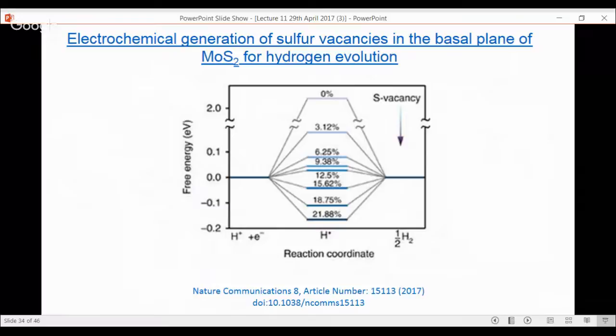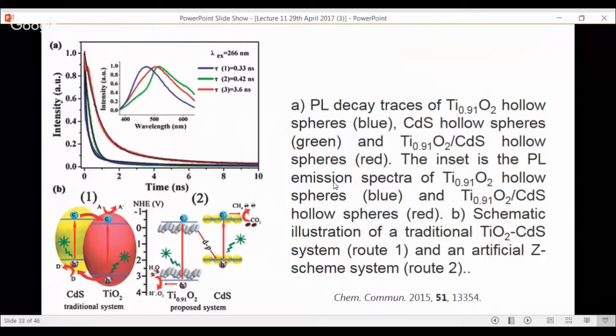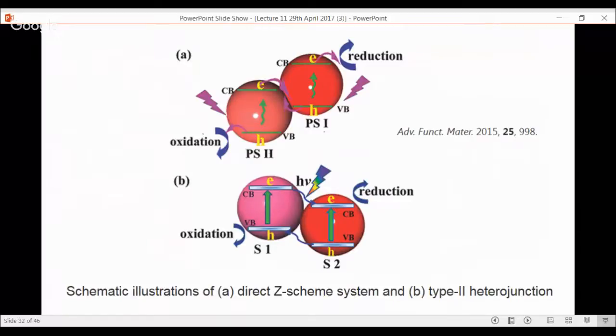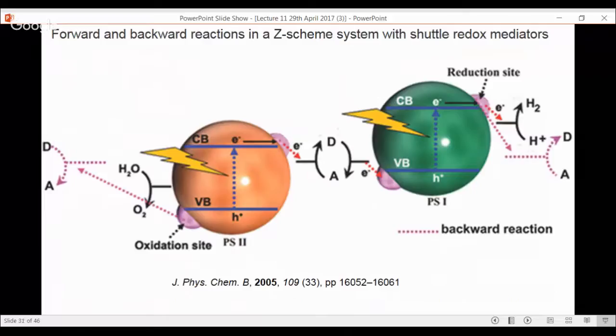Now if I were to take 15%, then the barrier is reduced completely. If I were to take platinum here as the catalyst for this reaction, that is why in electrochemistry the reference electrode is always platinum, it is very near to the zero energy of H plus electron or half H2. It will be somewhere here. So therefore, the over potential required is very small. This is the reason why these systems are important. Here we have shown you direct, Z type and heterojunction, which we showed last time itself.